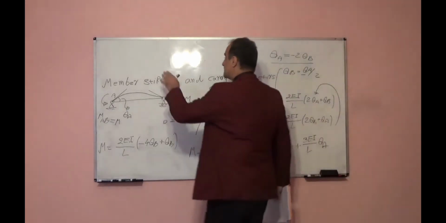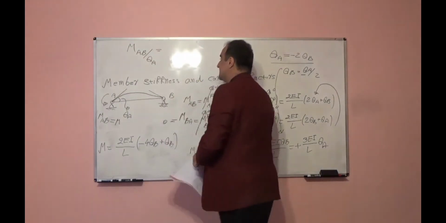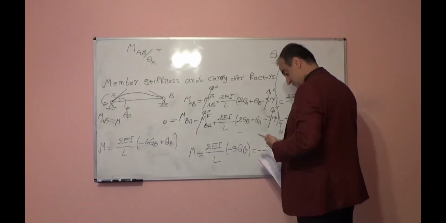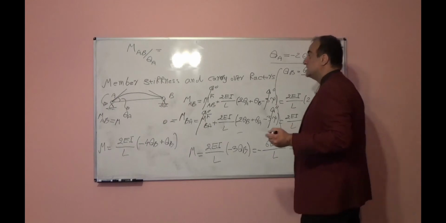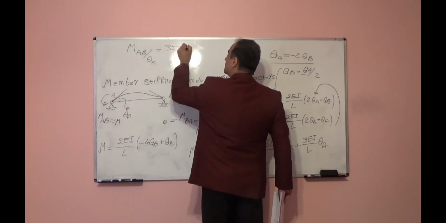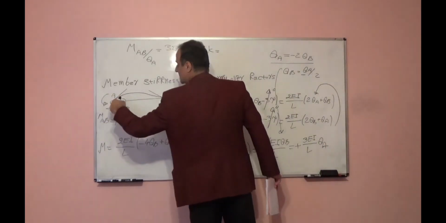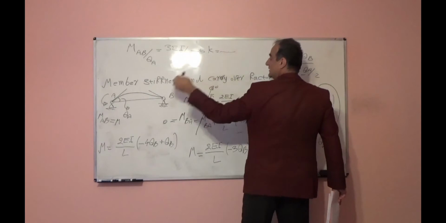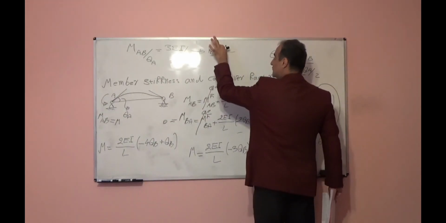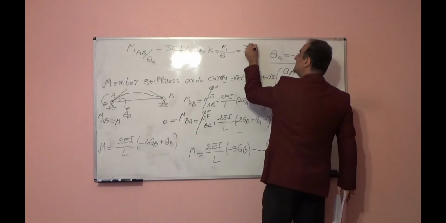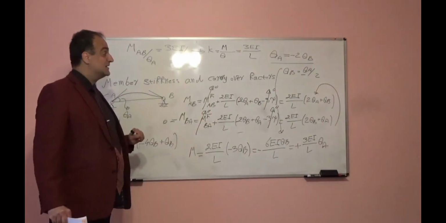So from here I can write MAB over theta A is equal to 3 EI over L. This means if I apply moment M here, with the magnitude of the moment M and the slope here equal to theta, that moment divided by theta will be equal to 3 EI over L. This is the rotational stiffness if this end is hinged.